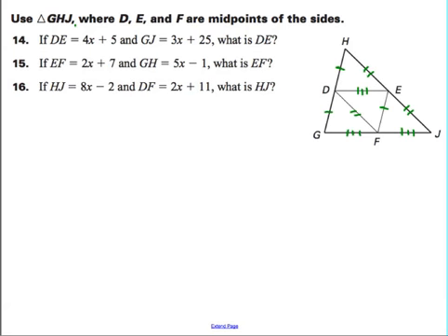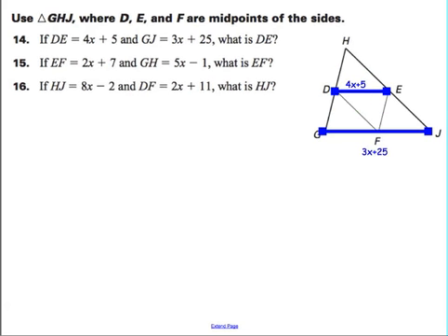So what we're going to do is actually start off with number 14. 14 says that if DE is 4x plus 5 and GJ is 3x plus 25, we're going to try to find the length of DE. So here's the concept here. Remember, the mid segment is always half of the base.